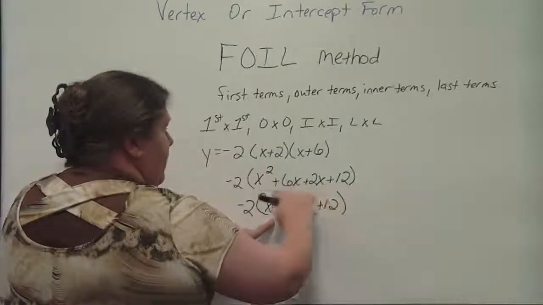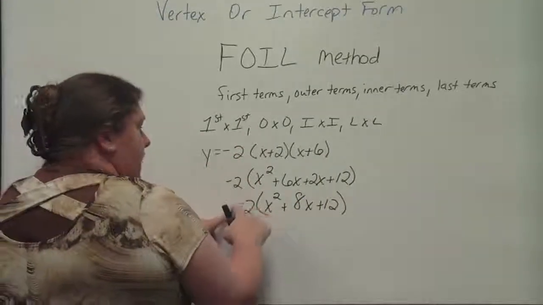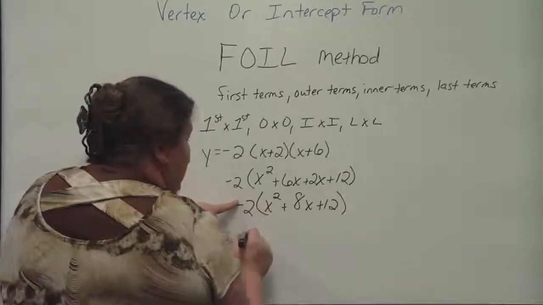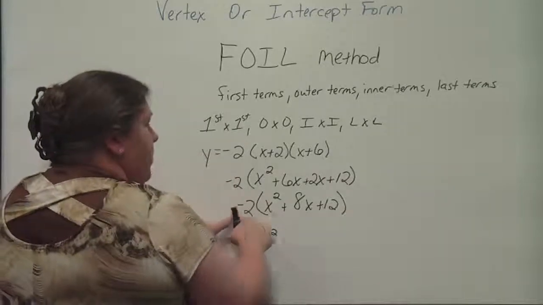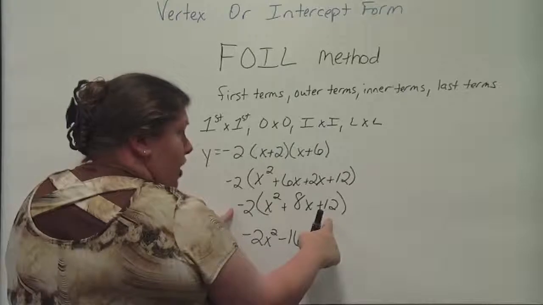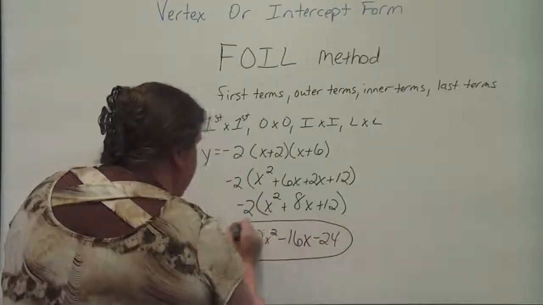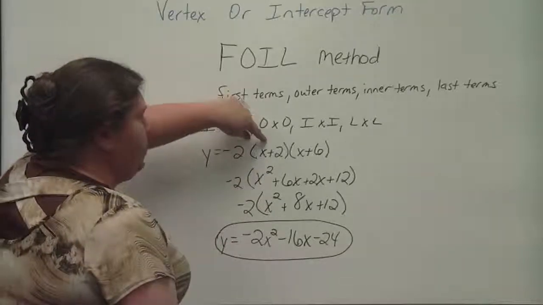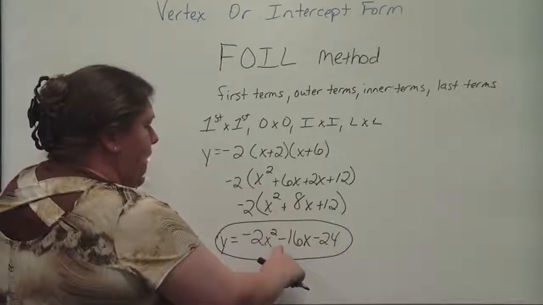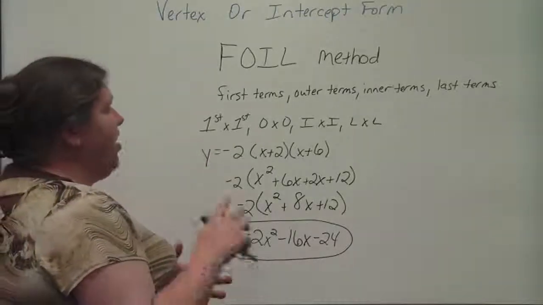At this point, you have completely FOILed x plus 2 times x plus 6. Now, we have to distribute our negative 2 into the whole parentheses. So a negative 2 times x squared gives me a negative 2x squared. A negative 2 times 8x gives me a negative 16x, and a negative 2 times 12 gives me a negative 24. So once we have FOILed, we now have our intercept form of negative 2 times (x plus 2) times (x plus 6) in standard form, which is negative 2x squared minus 16x minus 24. And that is the end of graphing quadratic functions in vertex and intercept form.